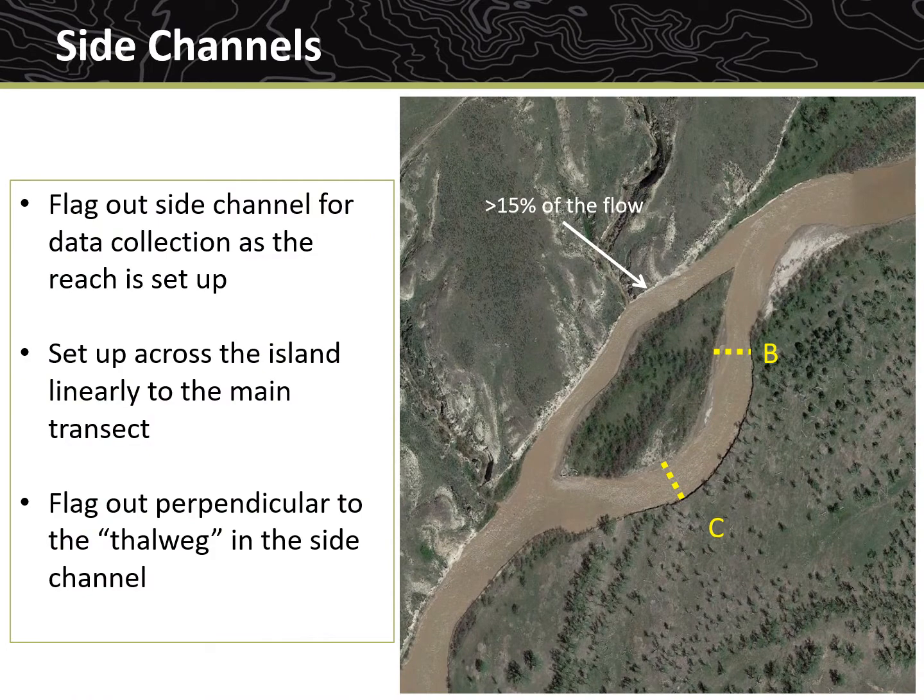During reach setup, side channels are flagged similarly to the main transects. To set up a side channel transect, visualize the main channel transect continuing over the island to the bank of the side channel that is closest to the main channel. Like that of the main channel and main transects, side channel transects are set up so that they are perpendicular to the thalweg in that channel.